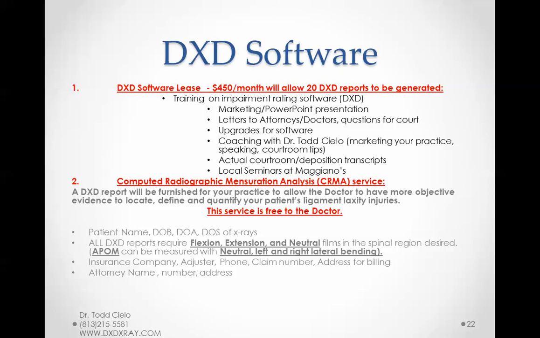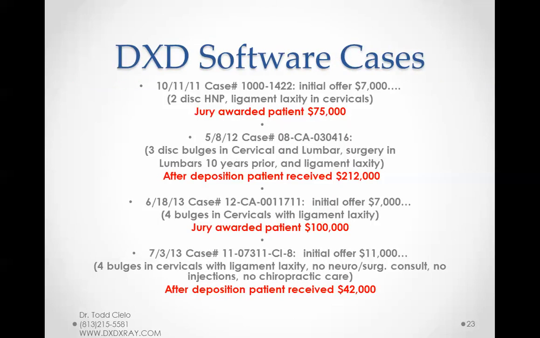Here are some sample cases that I've been involved in over the last 2.5, 3 years. Obviously initial offers are usually low, and the main aspect of DXD is comprehension of anatomical changes. And that's where you have to relate ligament laxity to future regressive, painful, permanent injury. And when there's instability of a ligament, all adjacent structures are going to be degenerative in nature. And that's what we have to show.